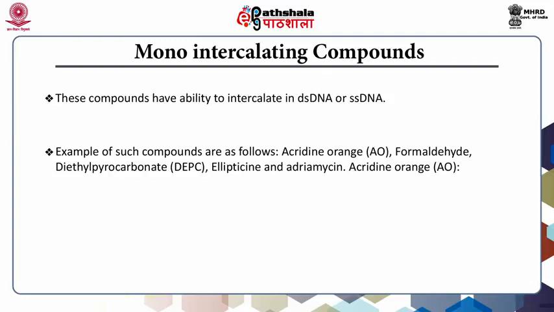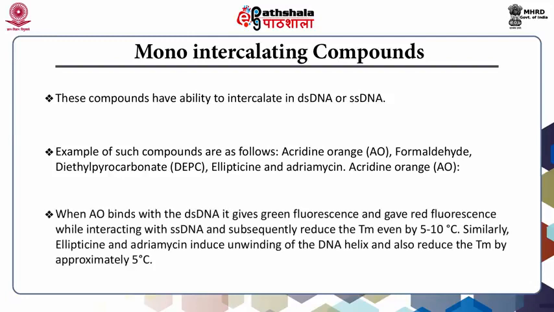For instance, let us say acridine orange: when it binds to double stranded DNA, it gives green fluorescence, and it gives red fluorescence while interacting with ssDNA. Subsequently, it reduces the Tm by 5 to 10 degrees. Similarly, ellipticine or adriamycin induce unwinding of the DNA helix and reduce the Tm by about 5 degrees. So, these are some of the mechanisms of the mono intercalating compounds.